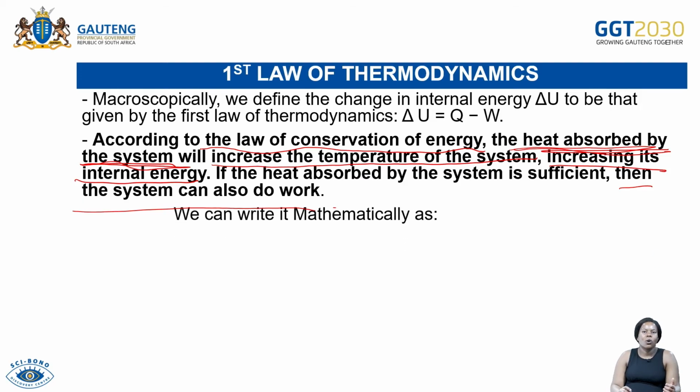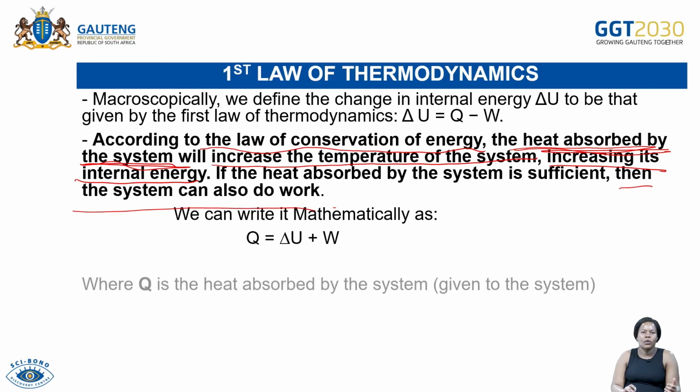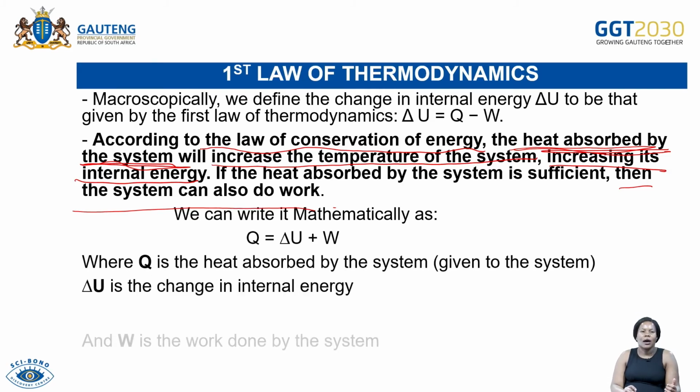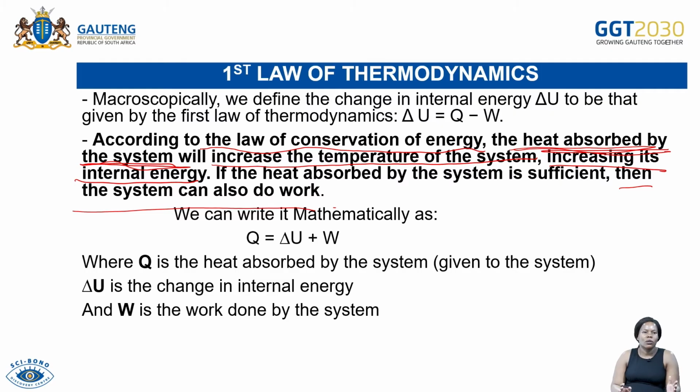Mathematically, how can we write this? We say Q is equal to change in U plus W, which is for work. Let's draw it down so that we know what Q, ΔU and W stand for. Q is the heat absorbed by the system, ΔU is the change in internal energy, and W is the work done against the external forces. So that's how easy it is.